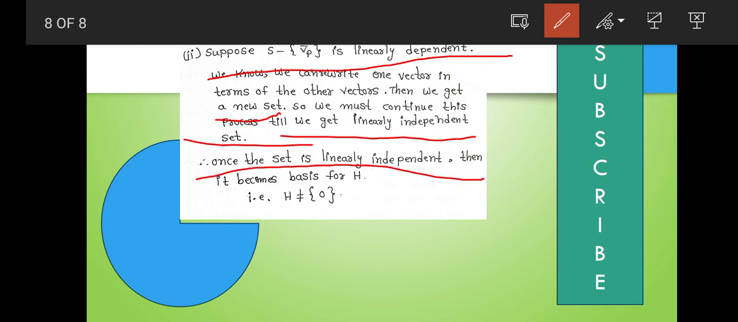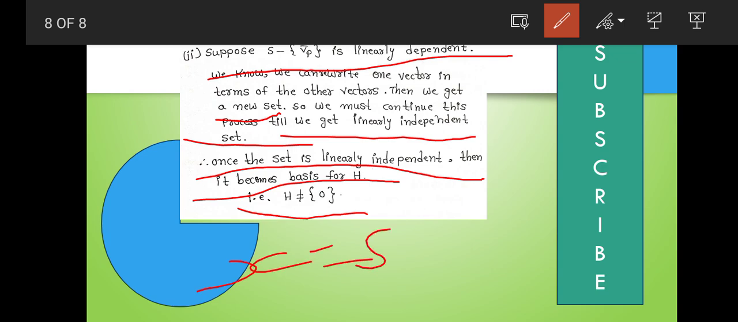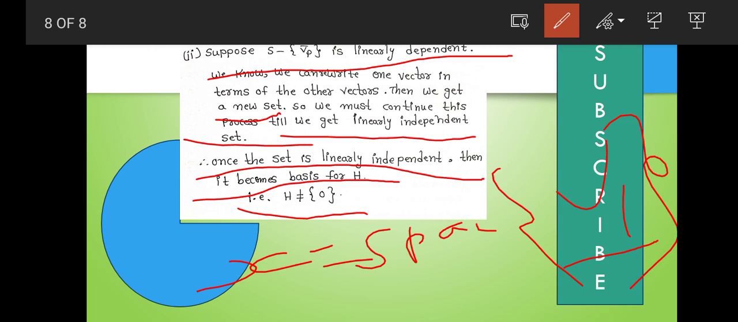Once the set is linearly independent, it becomes a basis for H. So that is, H except the null set, is a basis for H. So we get a set like this: X is equal to the span, and if all the vectors are linearly dependent, at last only a single vector v1 will remain. So it is linearly independent, first step over. Then we also wrote X is equal to span of v1. The second statement is also proved. Hence v1 is the basis for X. We can write this as statement 2.